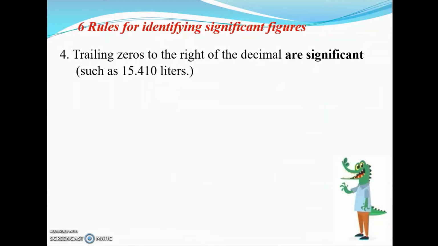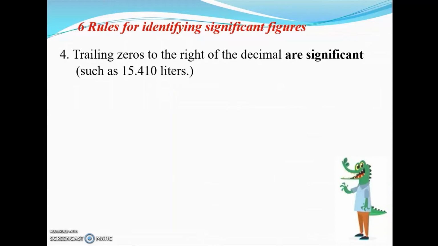All right, continuing on. Trailing zeros, the ones on the end, trailing zeros to the right of the decimal are significant. And notice it says to the right of the decimal. We're going to get back to that in a second. So 15.410 liters, that zero is significant. You can't just ignore it. It's significant.